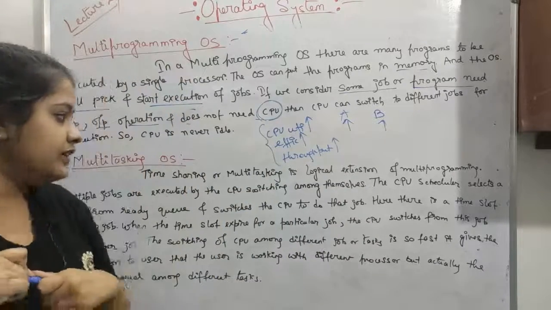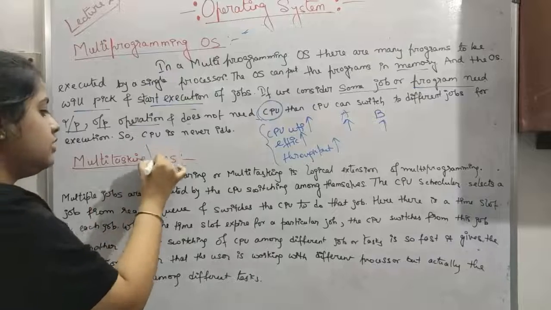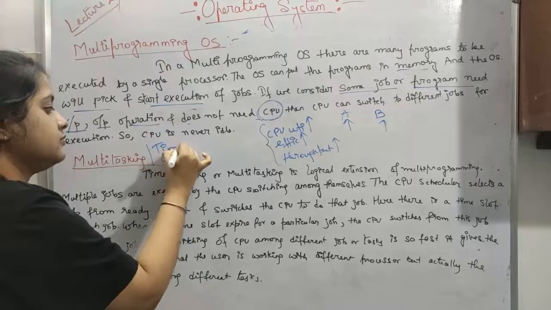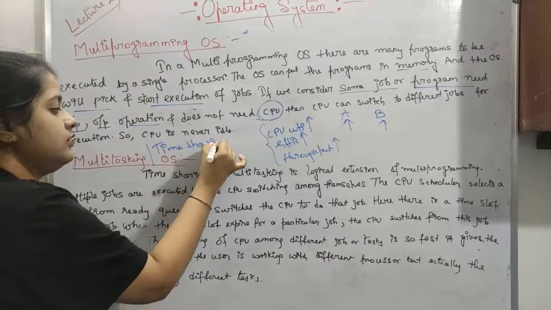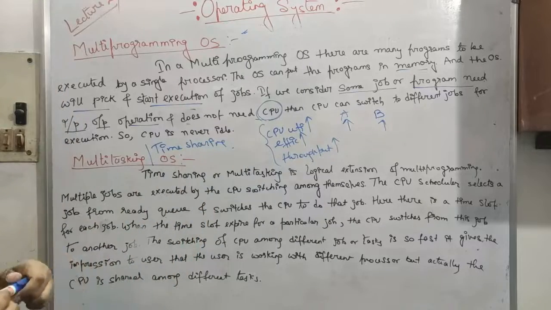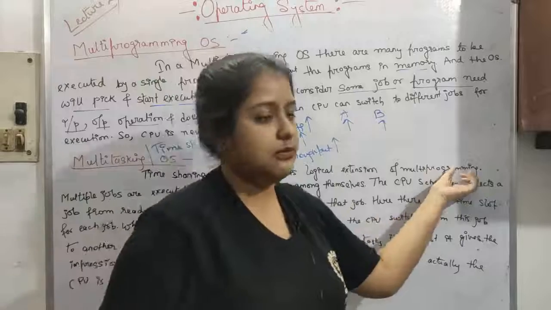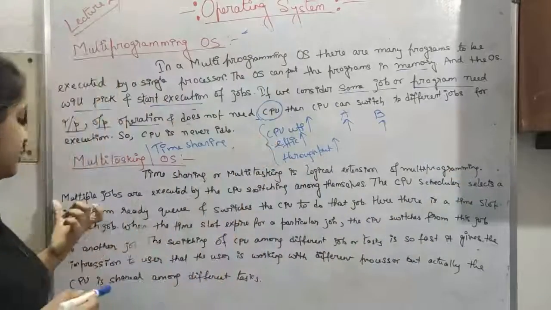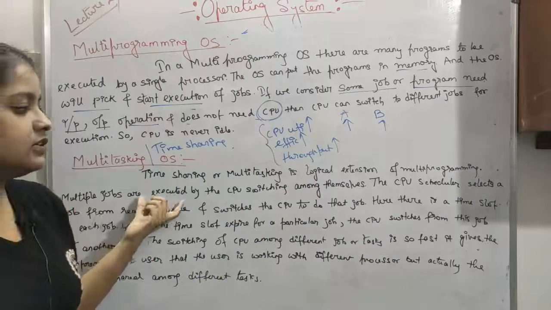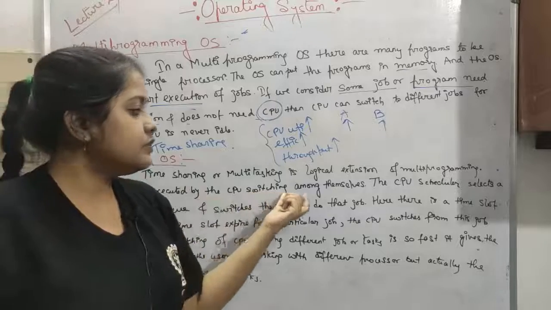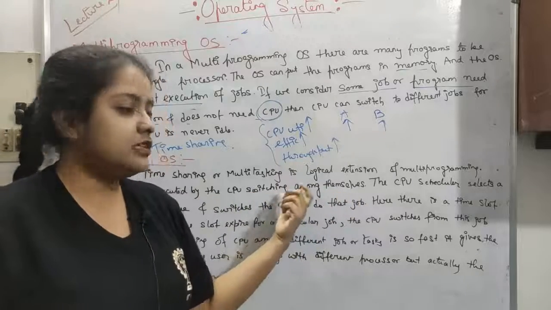Now let's see multitasking. Multitasking is also called time sharing. Why is it called time sharing? Let's see. Time sharing or multitasking is a logical extension of multiprogramming. It is basically an extension of multiprogramming. Multiple jobs are executed by the CPU switching among themselves.